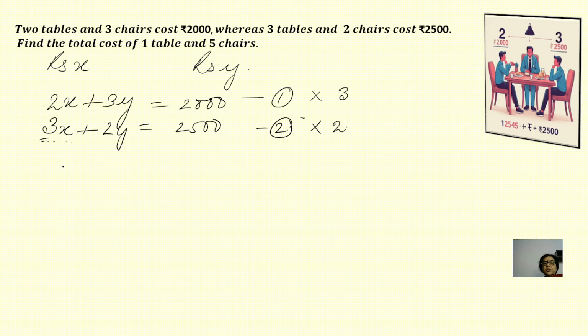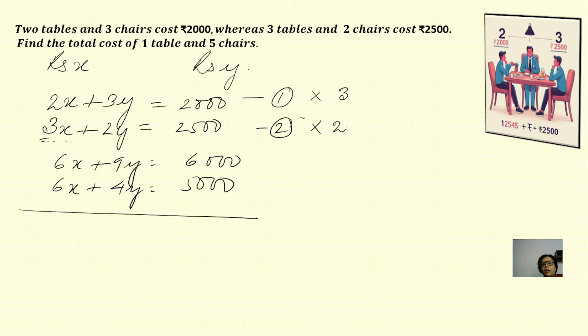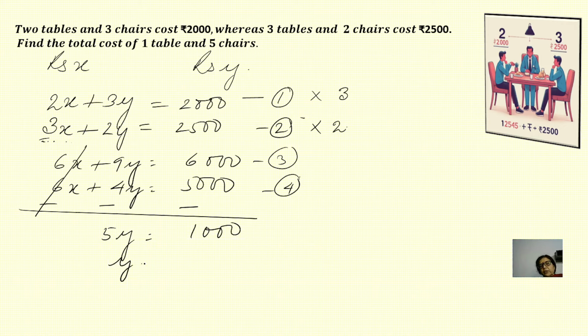Now the first equation transforms to 6x plus 9y is equal to 6000. And the second equation becomes 6x plus 4y is equal to 5000. So now what we are going to do is we are going to subtract equation 4 from 3. So all the signs over here will change. This will get cancelled. Here we will be getting 5y is equal to 1000. So y is equal to rupees 200. That means the cost of a chair is rupees 200.